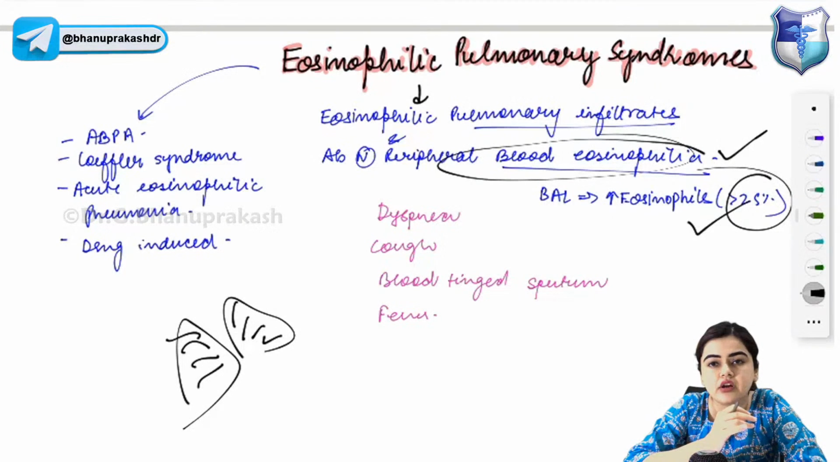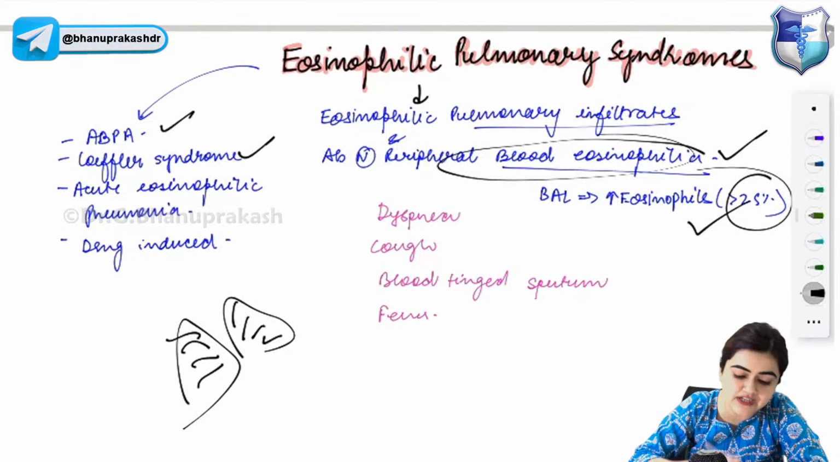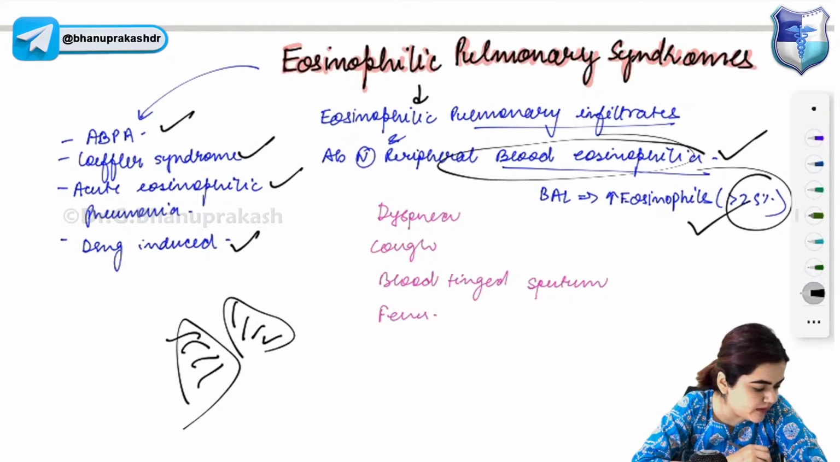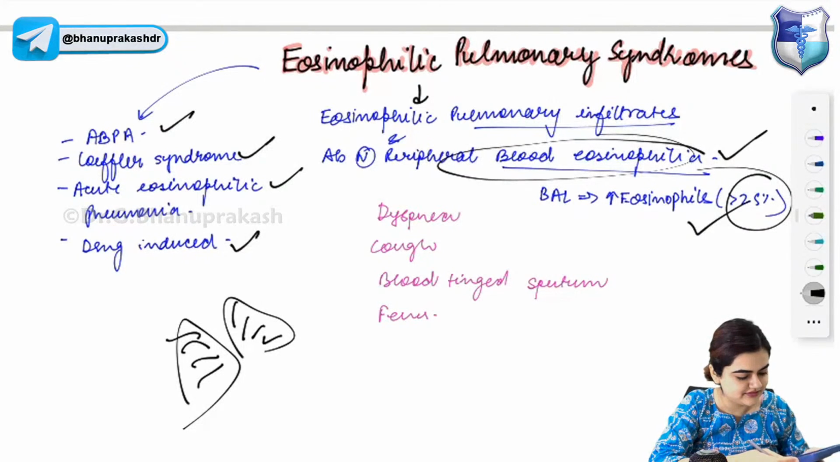What are the different causes of eosinophilic pulmonary syndromes? ABPA, allergic bronchopulmonary aspergillosis, Loeffler syndrome, which is seen in ascariasis, acute eosinophilic pneumonia, and drug-induced, that is due to NSAIDs, nitrofurantoin, and sulfonamides.